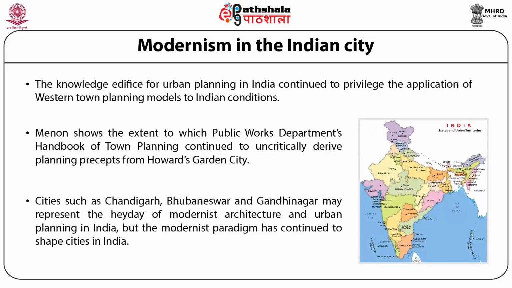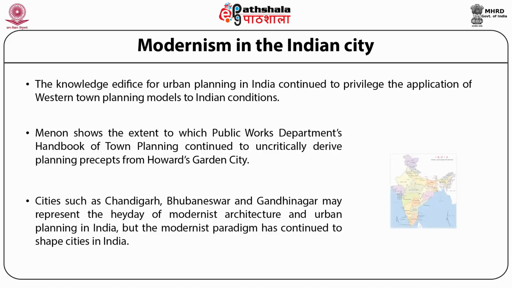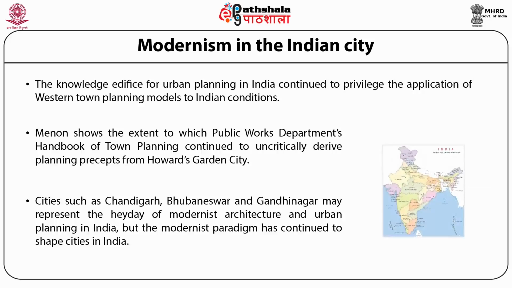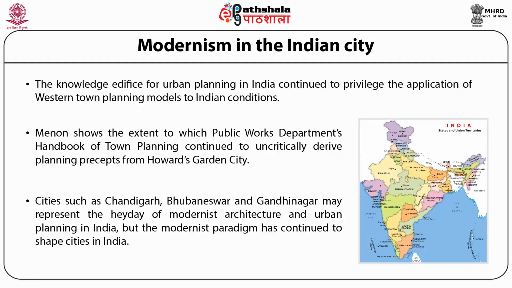Cities such as Chandigarh, Bhubaneswar, and lastly Gandhinagar may represent the heyday of modernist architecture and urban planning in India, but the legacy of the paradigm has continued to shape the aesthetic of Indian cities into the present. Kalia argues, however, that the new state capitals, including Chandigarh, exemplified the outcomes of a more varied set of influences and ideas. Architects and planners in Gandhinagar, for instance, were torn between the unadorned appeal of modernism and the need to embody Indianness through traditional iconography.